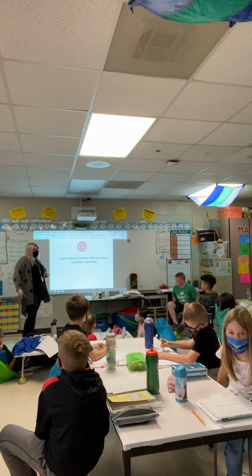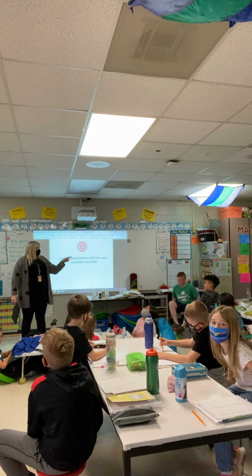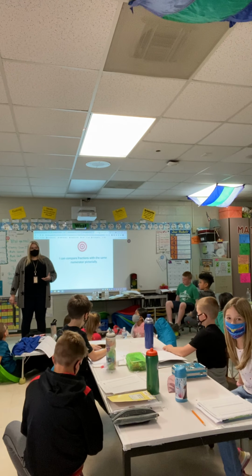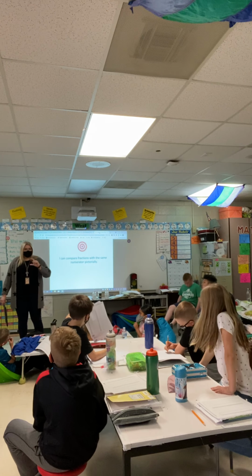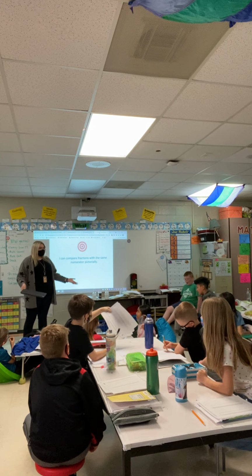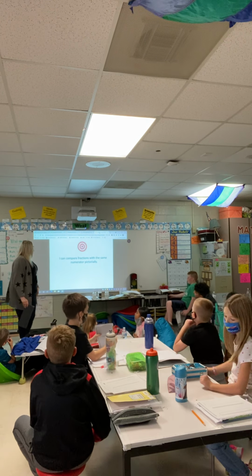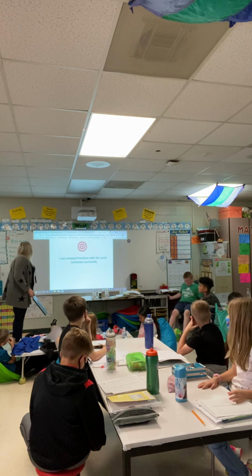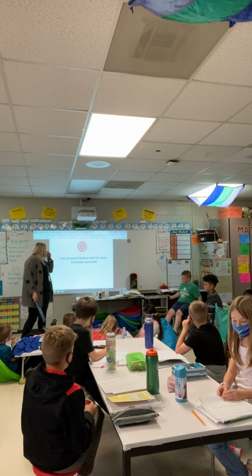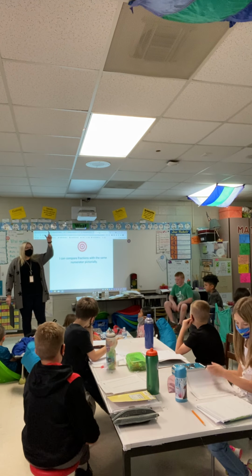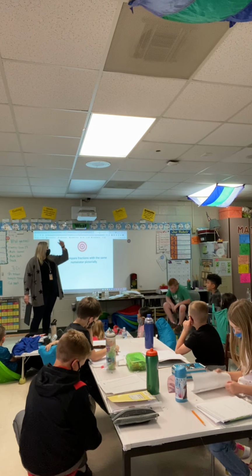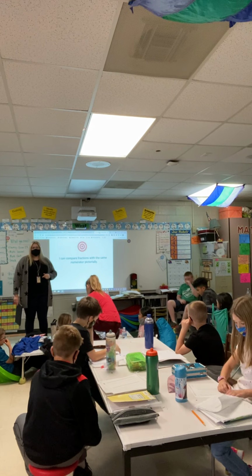So how do we compare fractions? Using what? Number lines. We can use number lines, but we can use our symbols, the greater than, less than, or equal to. So we're going to compare fractions with the same numerator. Is the numerator at the top of the fraction or the bottom? Top. The top. And then it says pictorially.